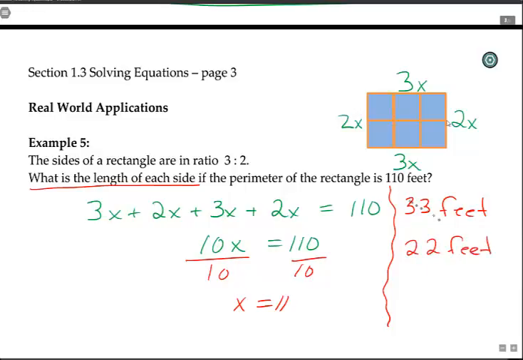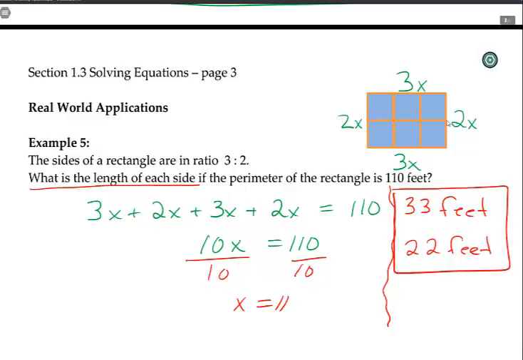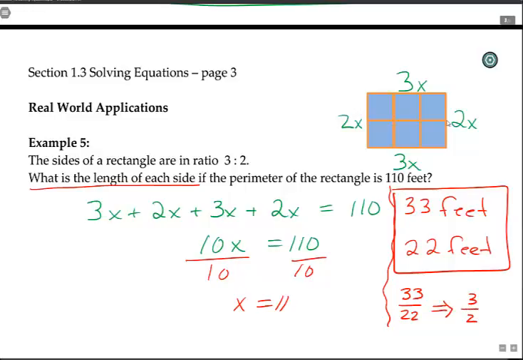It's very important that we answer the question as we work through this. Is the ratio of these two 3 to 2? You bet it is. Because if you took 33 and divided it by 22, that would reduce to 3 over 2, which is your ratio. Whenever you get a problem that has ratios in it, make x's in there, set up an equation, solve for x, and then plug it back in to get your values.